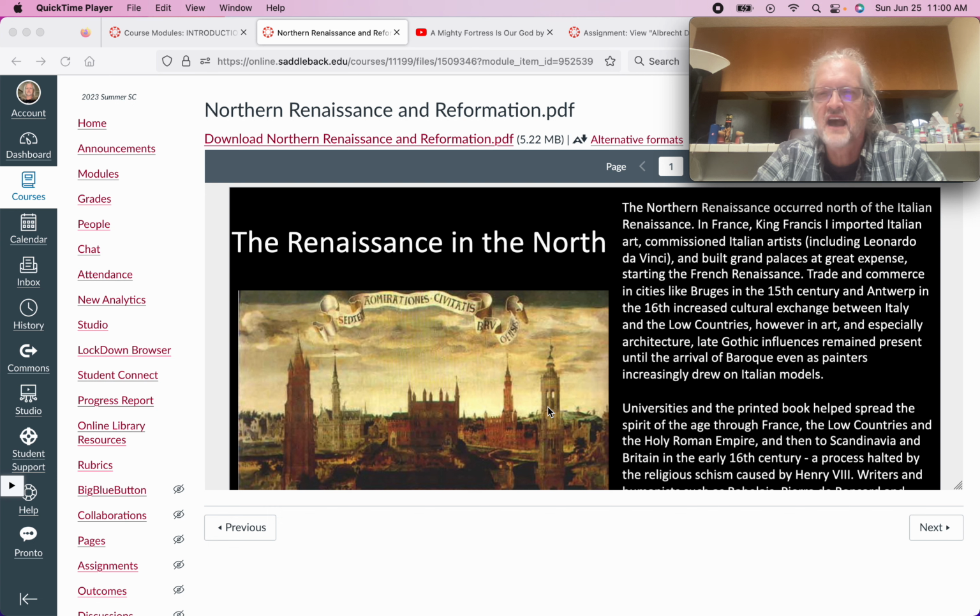And we will also see outliers in this too, like Hieronymus Bosch, who might be the most imaginative of all the artists. So let's get into the lecture.